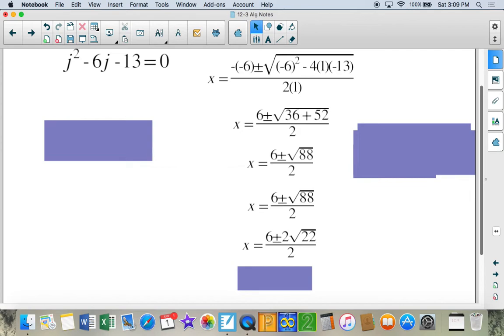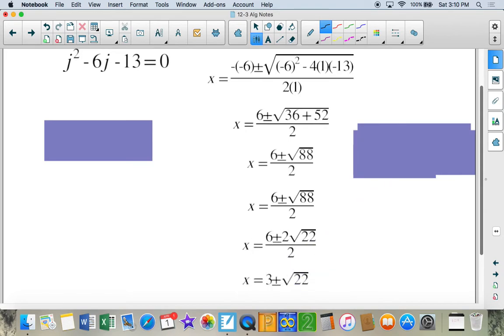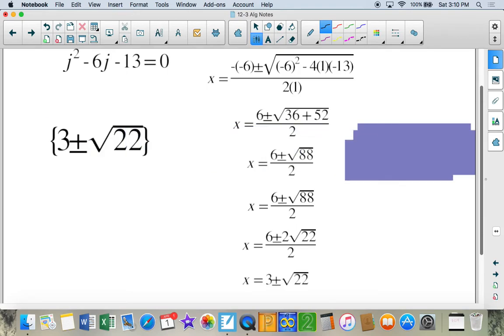And now we cannot leave this as an answer. This 2 cannot cancel with the 22 because the 2 in the denominator is outside, the 22 is on the inside, and we can't just cancel with these two. If you're going to simplify, it has to be all 3 outside numbers. So because 6, 2, and 2 do have a common factor of 2, we can reduce that by 2, and we end up with 3 plus or minus rad 22 as my final answer.